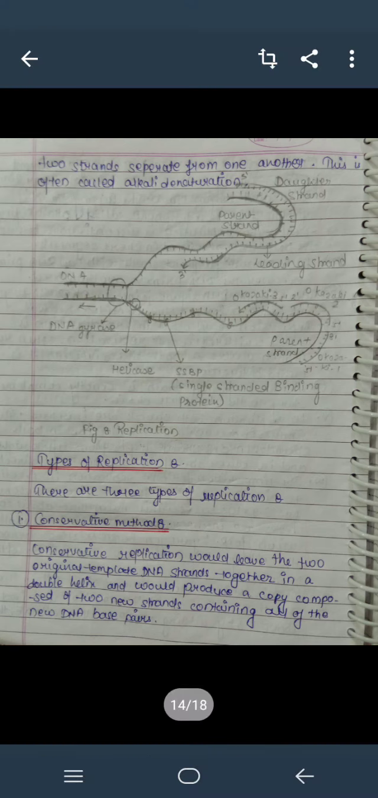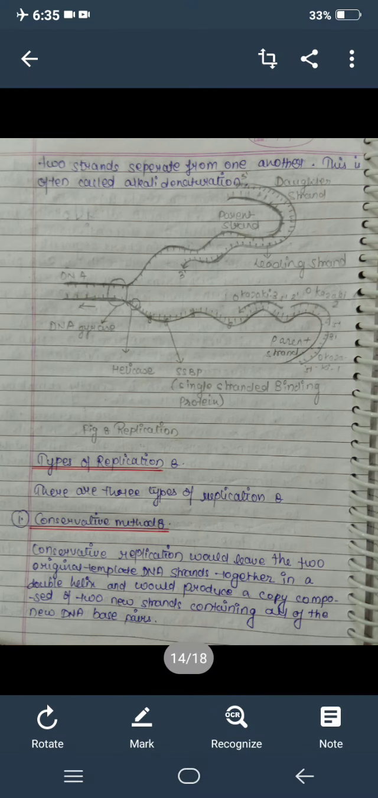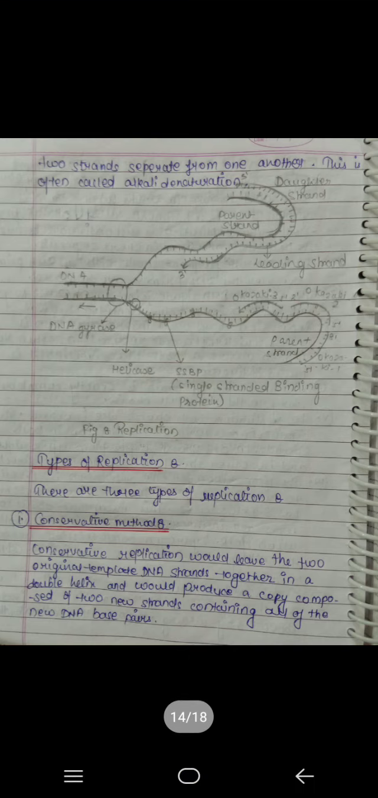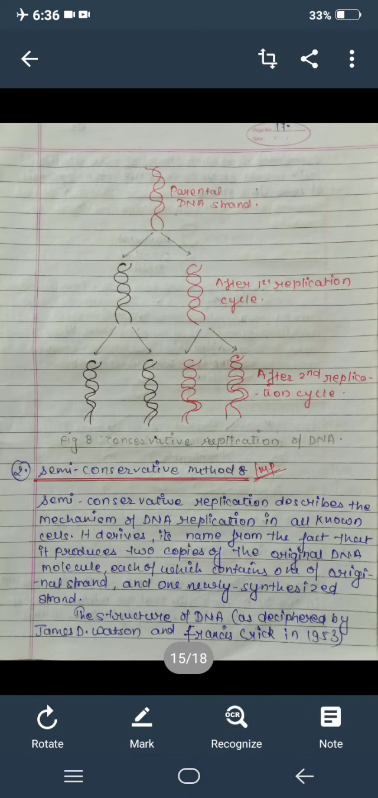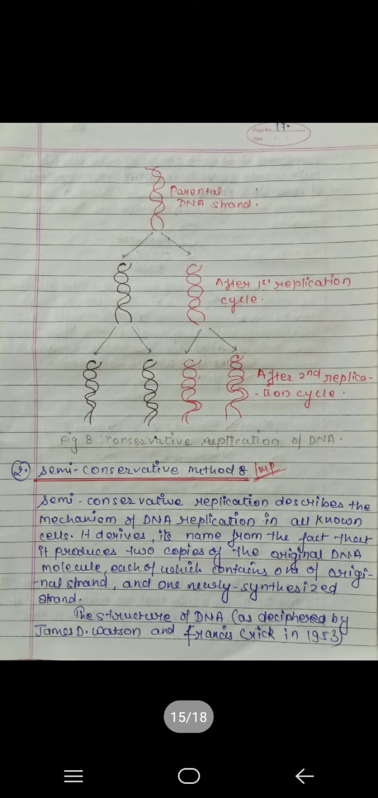Types of replication. There are three types of replication: conservative method, semi-conservative method, and dispersive method. In the conservative method, the word conservative means it conserves the full DNA, meaning the parental strand. From the parental strand, two replicants will be formed after the first replication, and in the next, from those replicants, another two daughter strands will be formed.